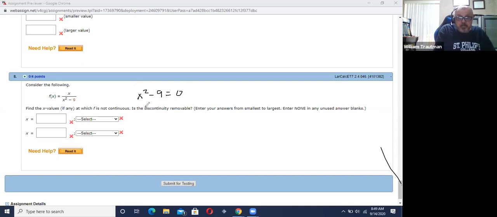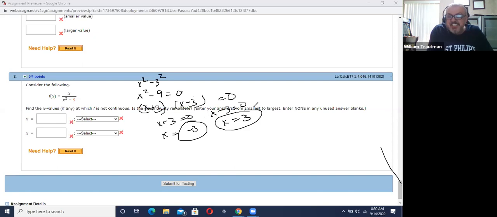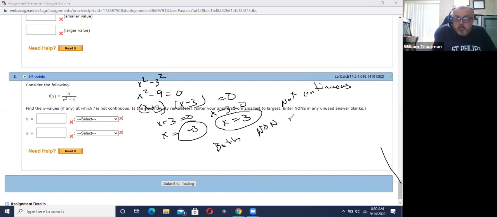And there's 2 ways of going about this. I'm going to factor it, x plus 3, x minus 3, right? This is the difference of 2 squares. So there are 2: x plus 3 equals 0, x minus 3 equals 0. So either -3 or 3 are where my graph is not continuous. So these are both non-removable.